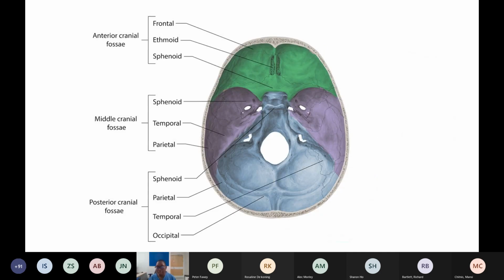And this area can be split into essentially three different areas. So you have the anterior cranial fossae and the middle cranial fossae, and those two are bounded by the sphenoid bone. And then you have the middle and the posterior that form a boundary at the parietal bone.